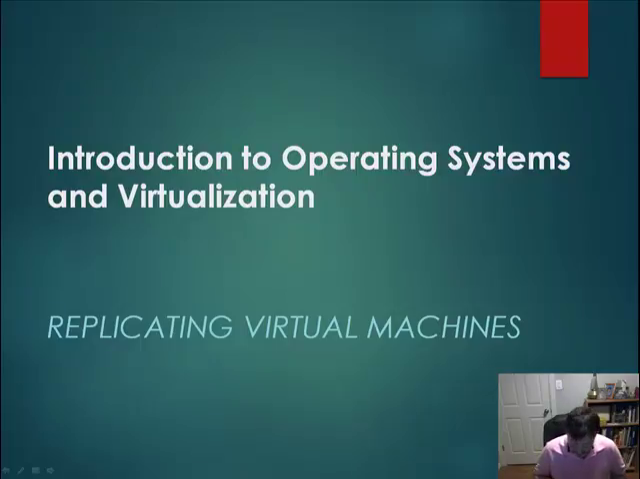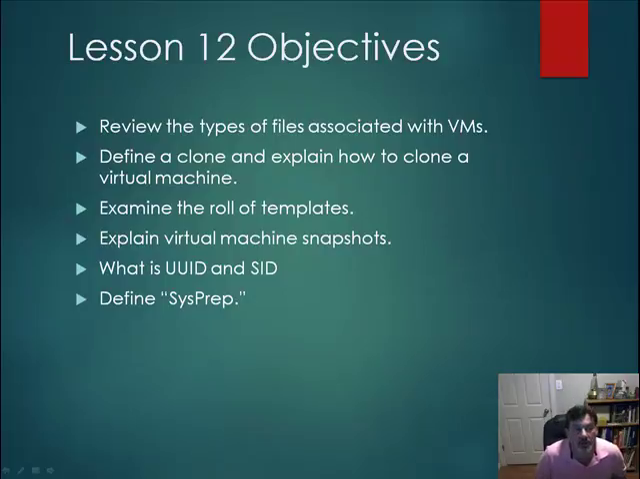Today we are going to be focusing on replicating virtual machines. In today's lesson, we're going to be looking at ways that we can replicate machines. We'll start off with a brief review of some of the files associated with virtual machines. Then we'll move into cloning, templates, and snapshots. And before we finish up, we'll talk about some identifiers that you should consider changing if you're going to be replicating virtual machines. We'll be looking at UUIDs, SIDs, and then we'll talk about how Sysprep can play a role in that, particularly in Windows environments.